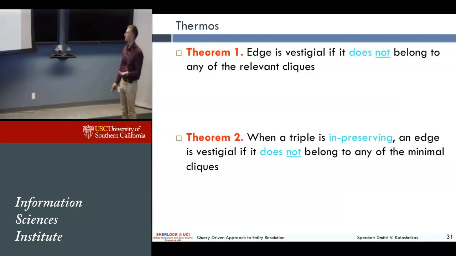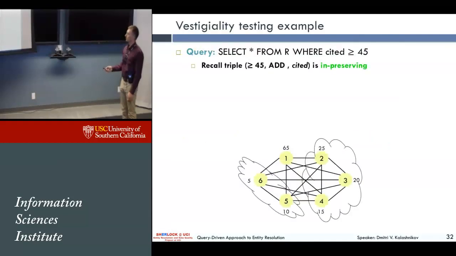An edge is vestigial if it does not belong to any of the relevant cliques. So meaning that you can treat this edge as not there. And the second theorem is for when a triple is in-preserving, so it's an optimization. An edge is vestigial if it does not belong to any of the minimal cliques. All right. So now you can do vestigiality testing using this theorem.